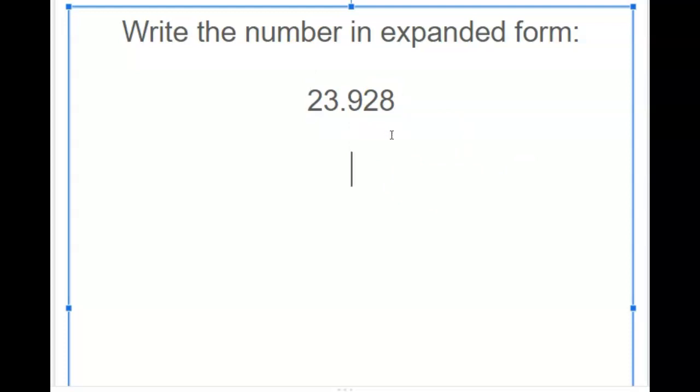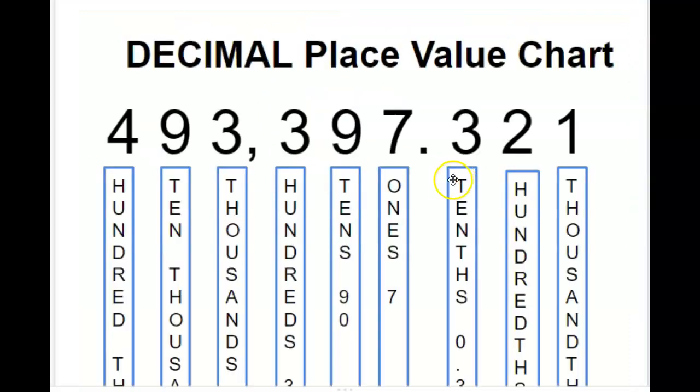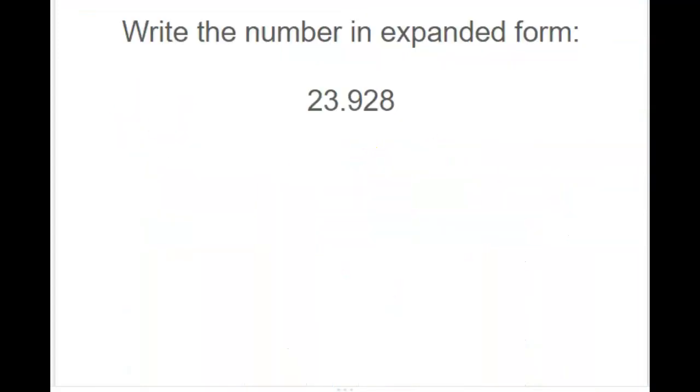So in this case, we will need to start from left to right. So we look at the biggest place value in the number. In this case, it's a 2, which is in the tens place. How do I know? Well, we can go back to our chart, and I know that 2 spaces from the decimal point is a tens. So you have to make sure that you have already memorized your place value chart. 23.928.